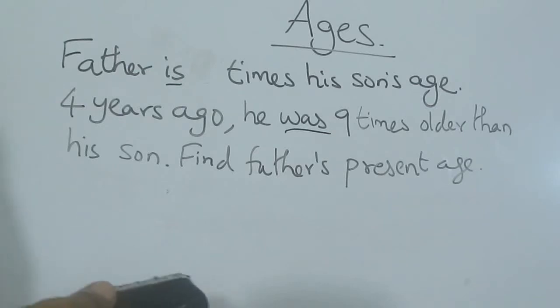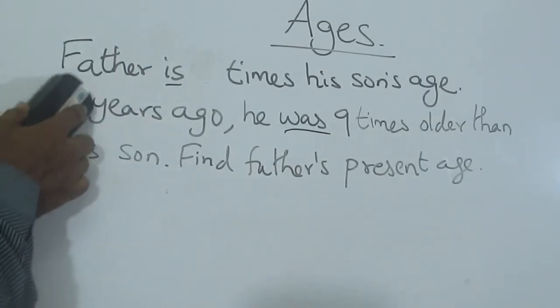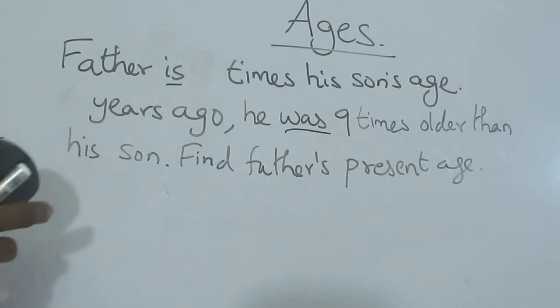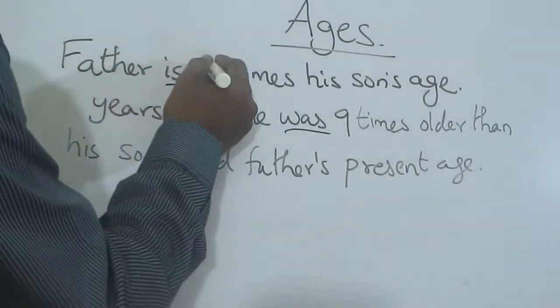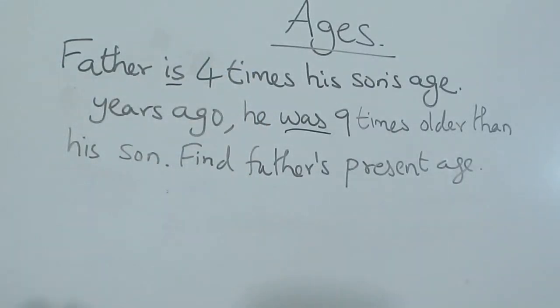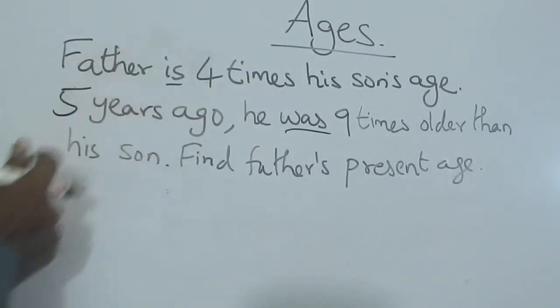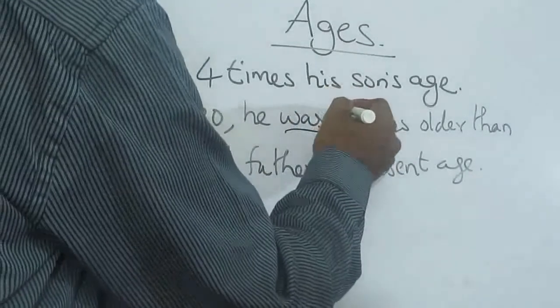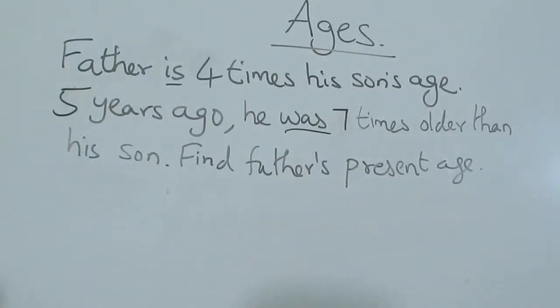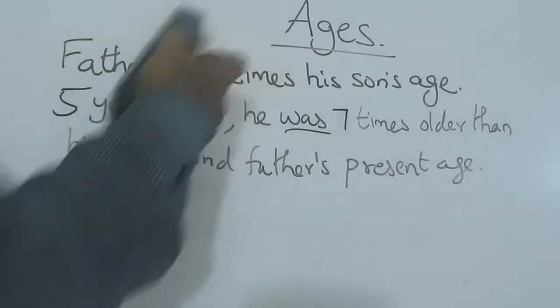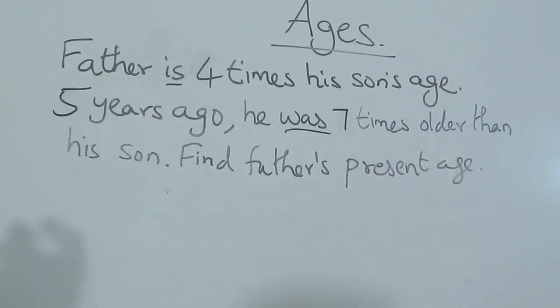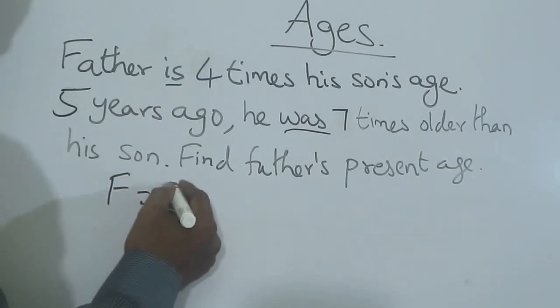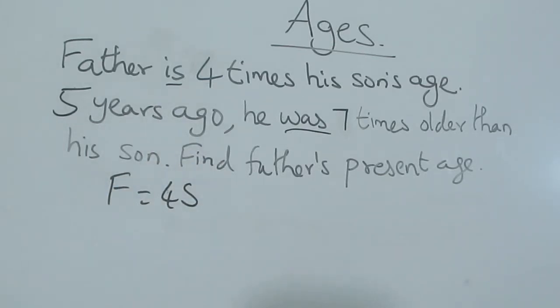What I do is, just by changing the numbers, I want to show how the questions are generated. For example, now the question is, father is 4 times his son's age. 5 years ago, he was 7 times older than his son. Find the father's present age. Now this type of age problem, once you know to write two equations, you can easily solve. So what is the first equation? F equal to 4S.